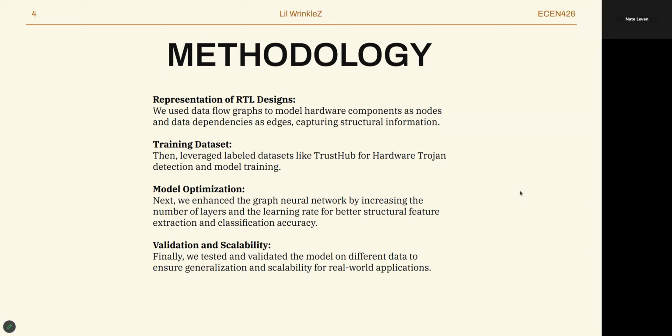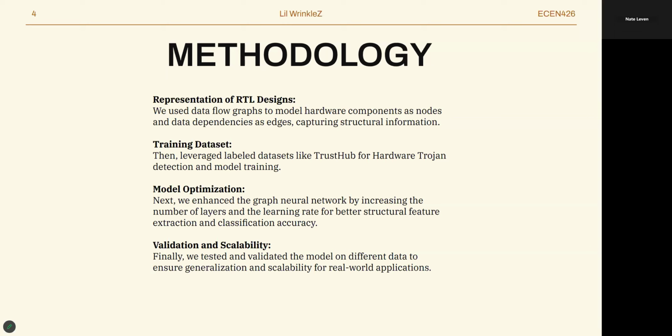Tools that are shown in our report, like PyHDI, PyVerilog, and HW2Graph, are used to parse Verilog code and generate data flow graphs. These graphs are then processed through our graph neural network architecture, which includes convolution layers, pooling, and a multi-layer perceptron for classification. Training data from sources like TrustHub is used to optimize the model's accuracy through hyperparameter tuning with different learning rates, epoch counts, and hidden layer configurations.